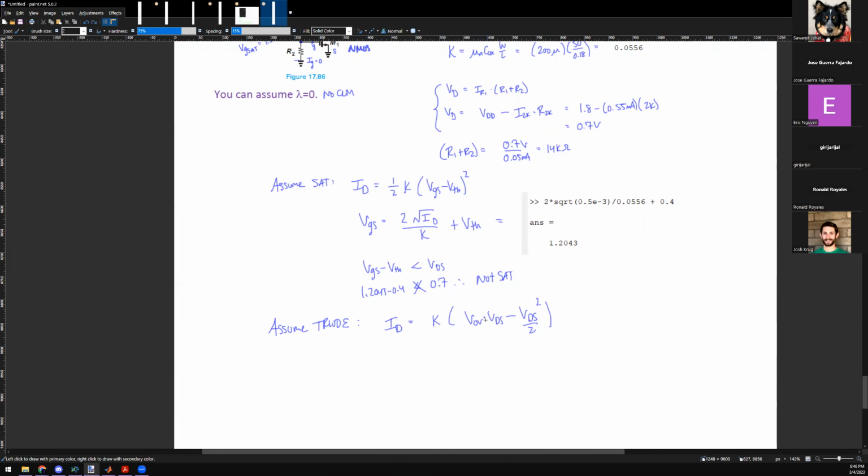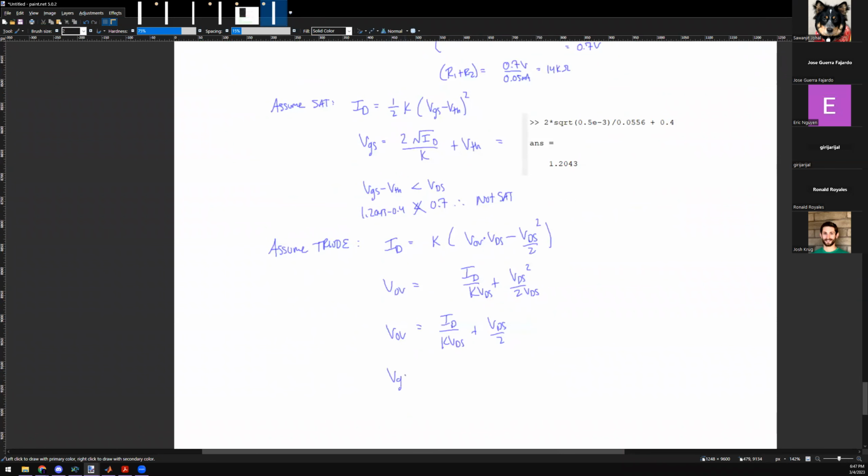I need to find VOV basically. So VOV will be equal to ID divided by K VDS, plus VDS over 2. Yes, you guys agree? Okay, so I have ID over K VDS plus VDS over 2, and then I get VOV. And then VGS is just going to be equal to this, offset by the threshold.